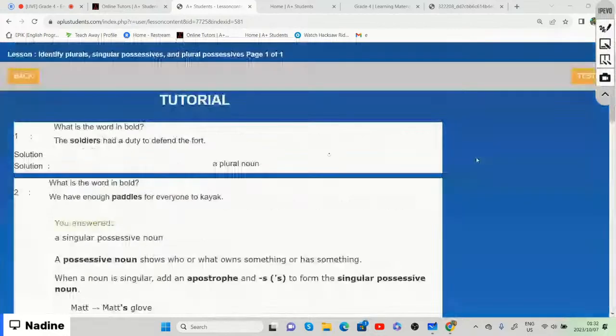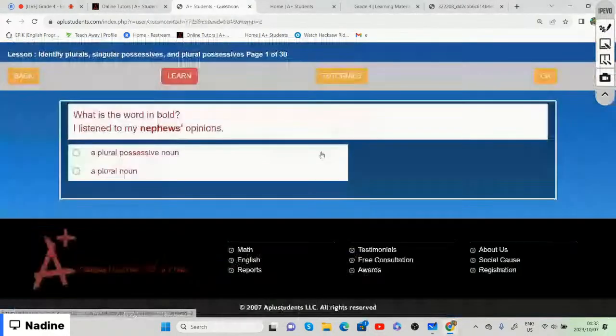All right, so now we're going to our test. So what is the word in bold? I listen to my nephews' opinions. Our apostrophe is at the end of that word after the S. Does it show a plural possessive noun or does it just show a plural noun? Is it option 1 or option 2? I listen to my nephews' opinions.